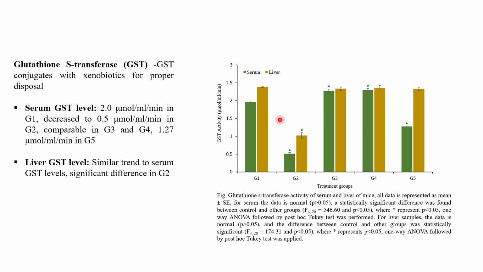In the same way, the liver glutathione S-transferase level was very high in group 1, but it decreased in group 2, and groups 3, 4 and 5 were comparable.